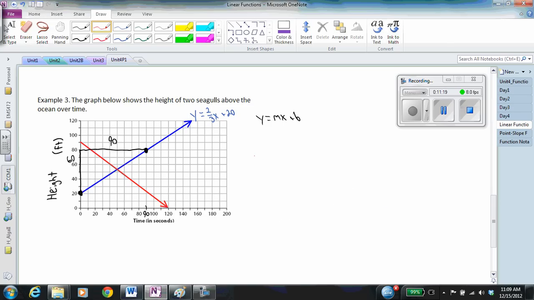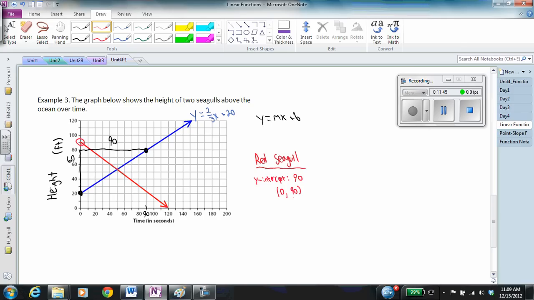Now let's talk about the red seagull. Again, he probably wasn't actually red. And I may have spelled seagull wrong, but I'm not sure. This time, we want to always start with the y-intercept, which is here. So the y-intercept is 90, or you could write that as the point 0, 90. Remember, x is always 0 at the y-intercept.